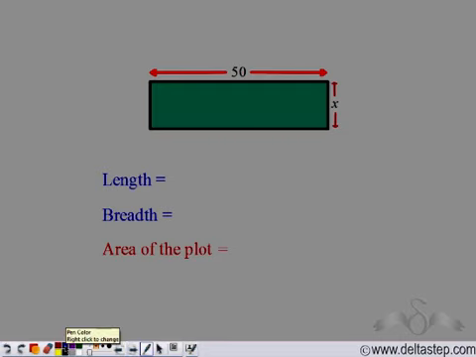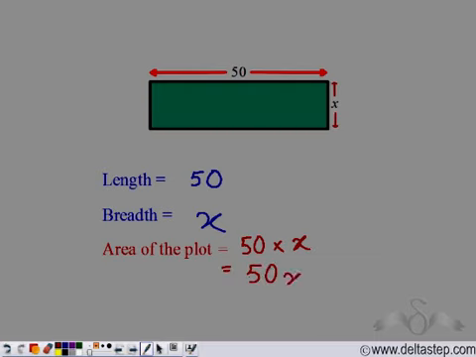So, the length of this plot is 50 units and the breadth of this plot is an unknown and he calls it X. Area of the plot is length into breadth. So length is 50 into breadth is X. So 50 into X, we can write it as 50X. Here we have multiplied a constant with a variable. So 50 is a constant which is being multiplied with a variable X. It is 50X.